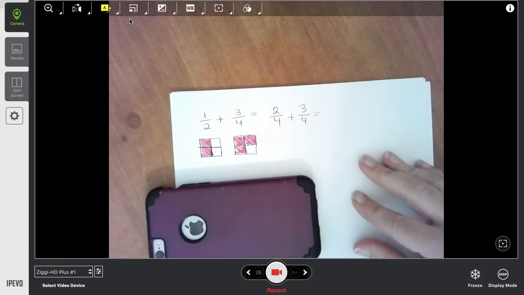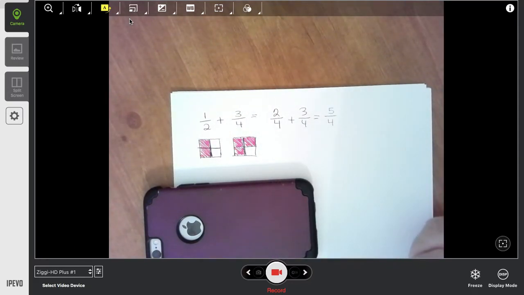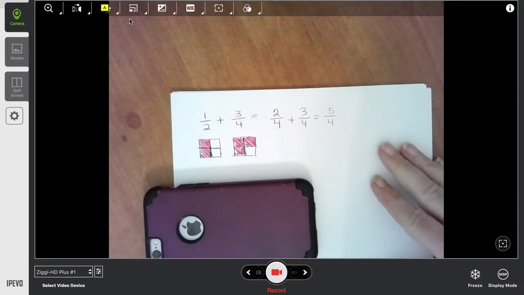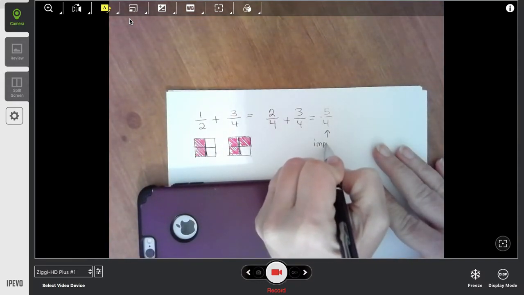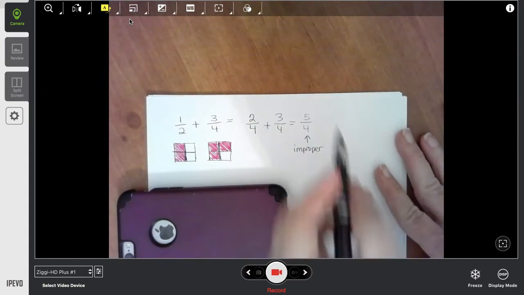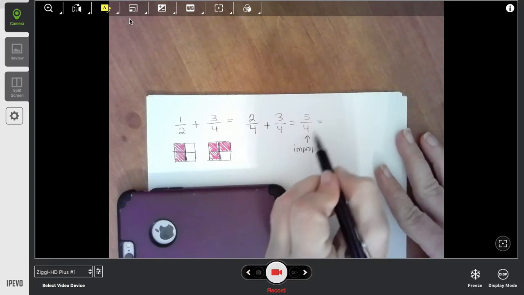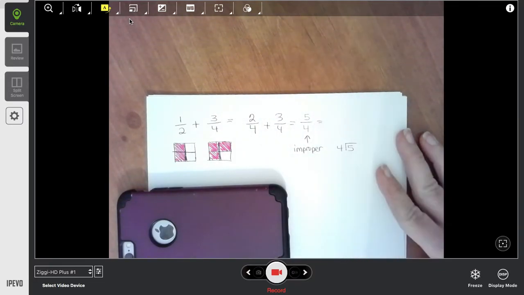Remember, when we add, we only add the numerators. We do not add the denominators. The denominators are just telling us the size of the pieces. This fraction is not a keeper, remember, because it's improper. If the numerator is bigger than the denominator, we call that fraction improper. So we have to divide. Fractions are just division. This just means what's 5 divided by 4.